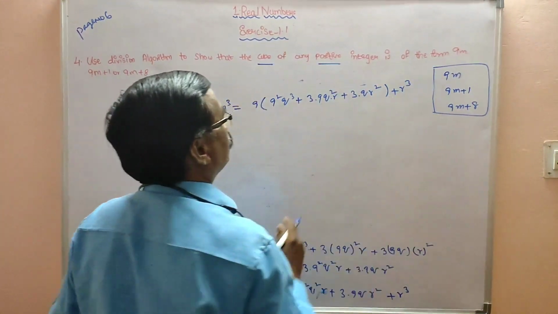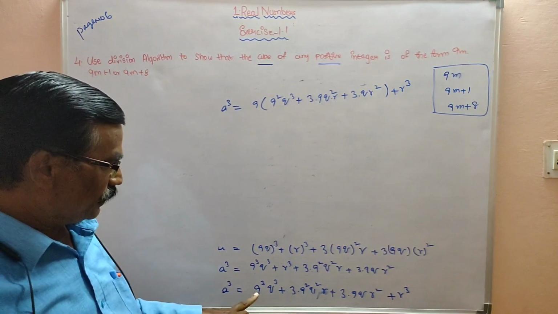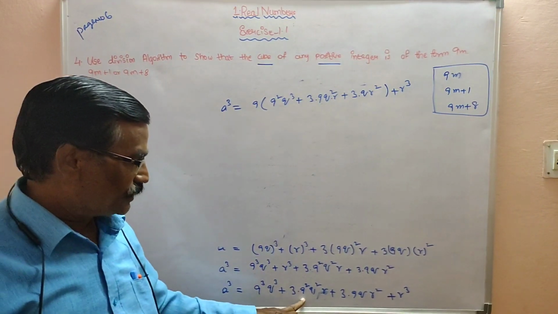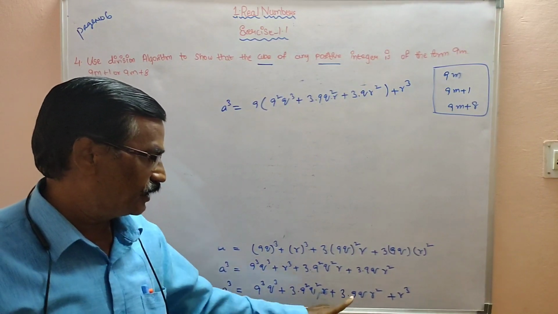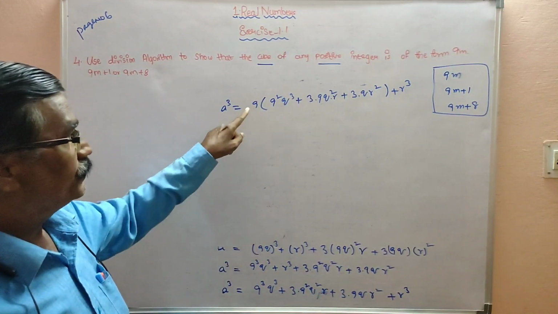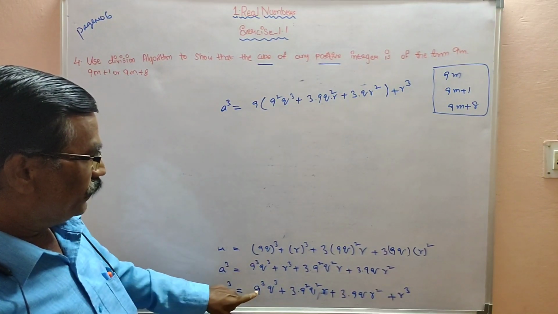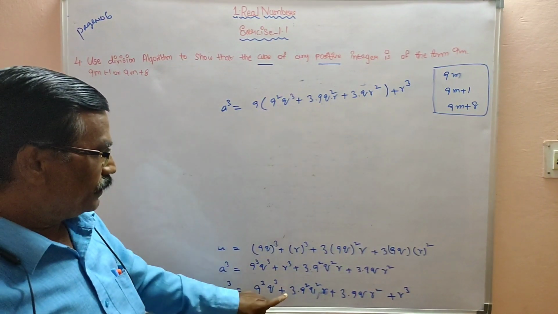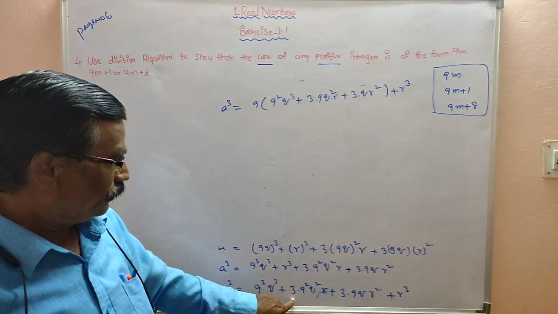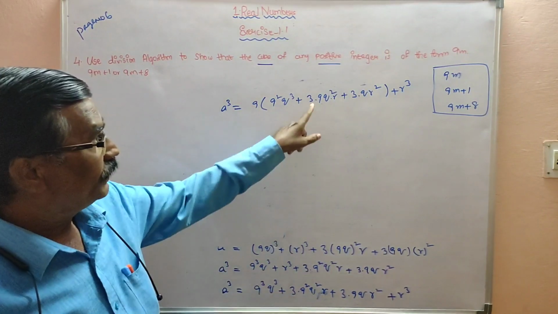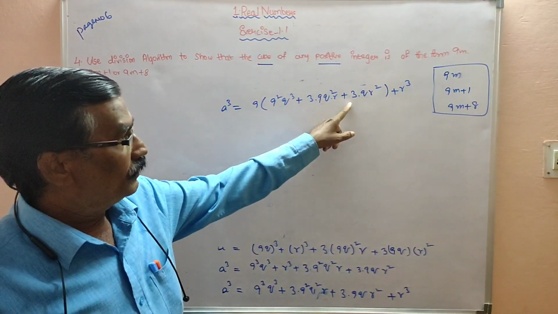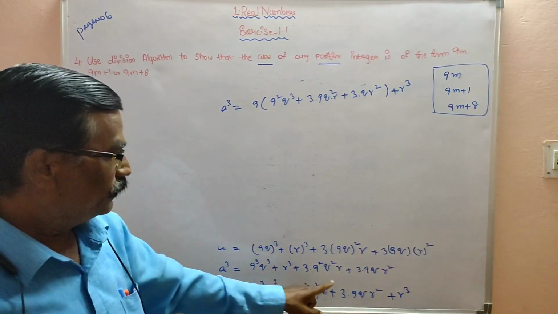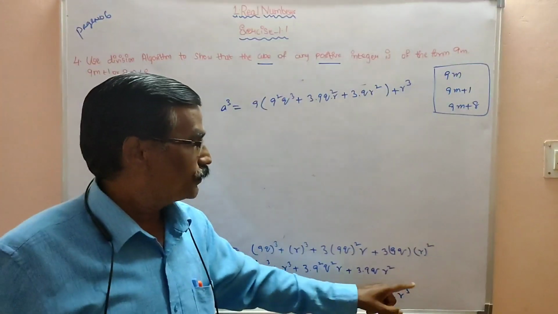See, here there is a little bit of confusion. Here 9 cube is there, here 9 square is there, here 9 is there. So here 9 is there, here 9 is there, here 9 is there. One 9 I am taking outside here. So taking 9 outside: 9 square q cube plus 3·9 q square r plus 3 q r square plus r cube.